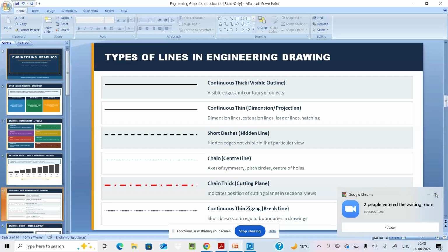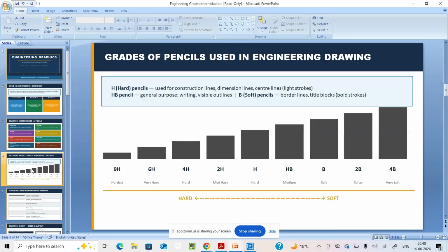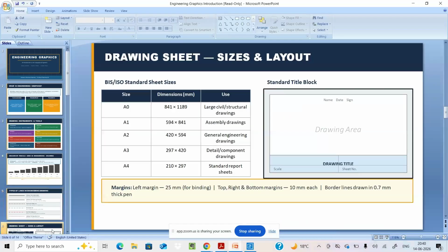So I hope everyone is clear with the pencils we have used, that is the H pencil, HB, and the 2H pencils, and the different types of lines. If you're familiar with this, now we are going into the drawing sheets. What are the different types of sheets used by engineers? Earlier, since we drew manually, we have these kinds of sheets.